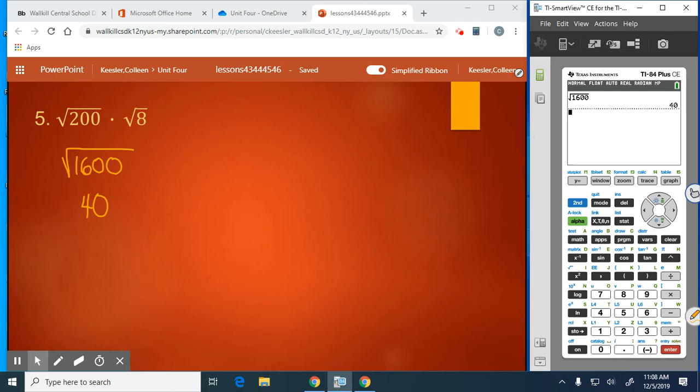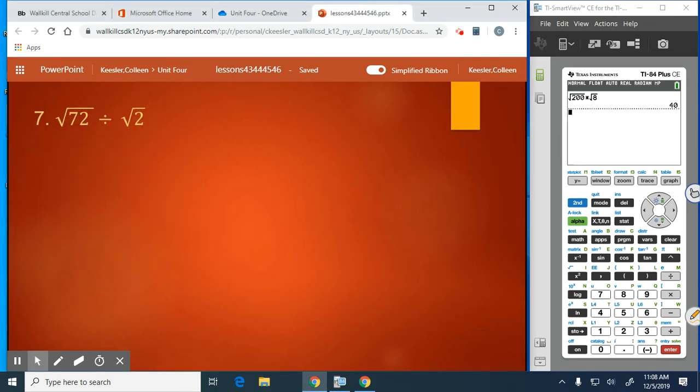we get 40. And we could have also just done square root 200 times square root 8 to check our work. And again, we get 40. So since we're left with a whole number, we have a rational answer. All right, let's keep going.